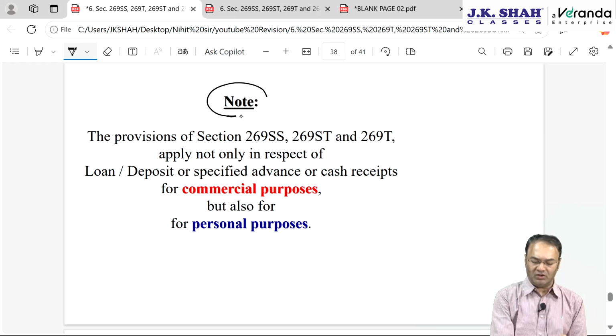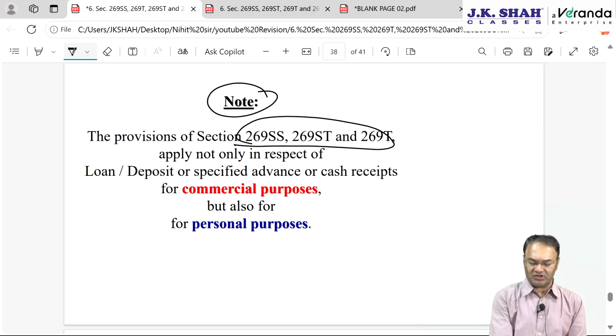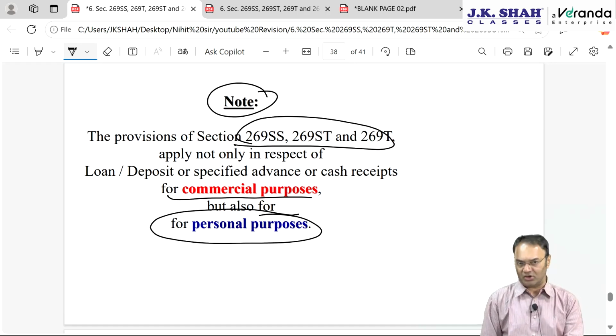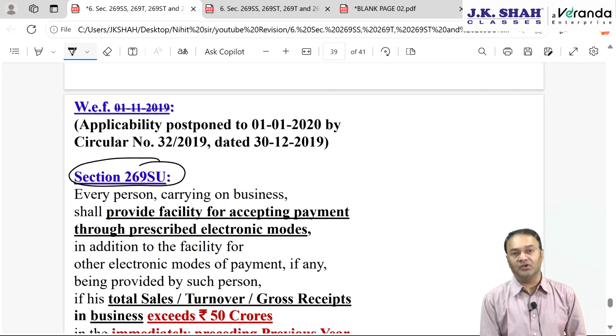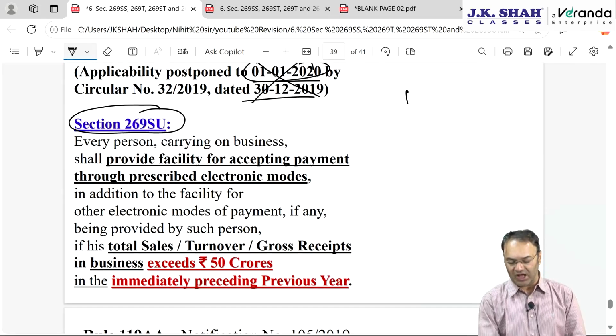Okay. Now note, all three sections apply not only on commercial transactions, they apply for personal purpose transactions also, which I clarified to you. The last section, 269SU, was introduced in 2019, finally postponed to 1st January 2020. That is the material. It says any person carrying on, any person means individual, HUF, company, partnership firm, LLP, carrying on business and last year's turnover exceeded 50 crore.